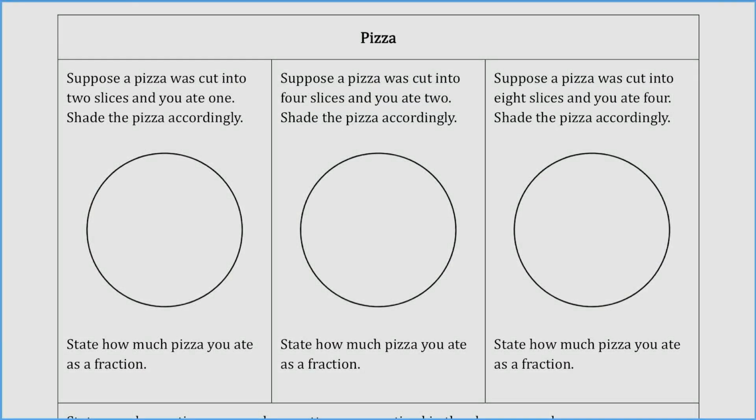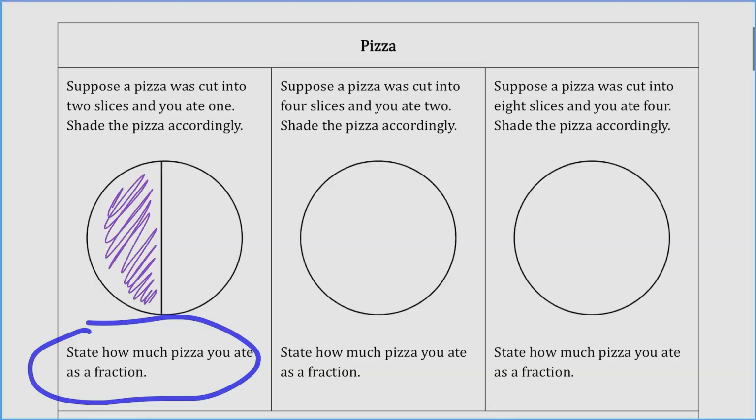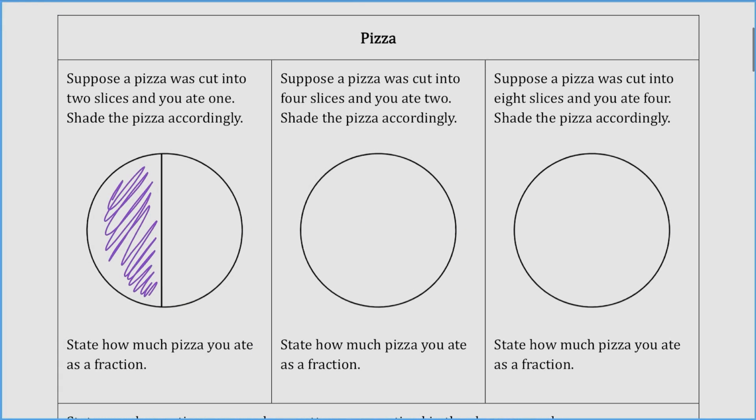The first one says, suppose a pizza was cut into 2 slices and you ate 1. Shade the pizza accordingly. So the pizza was cut into 2 slices, so we're going to cut it in half right here. And then we'll pretend like that's a perfect half, and you ate 1 of them, so we're going to shade in 1 of these right here. And then below it says, state how much pizza you ate as a fraction. Well, it was cut into 2 slices and you ate 1 of them. So the fraction here is going to be 1/2.